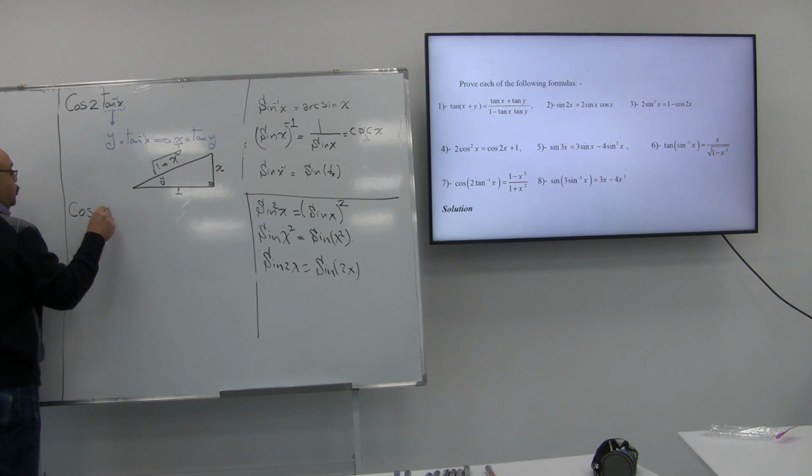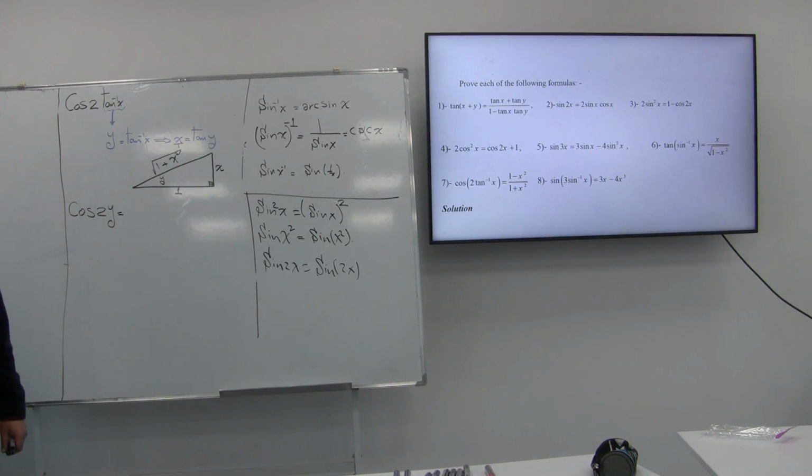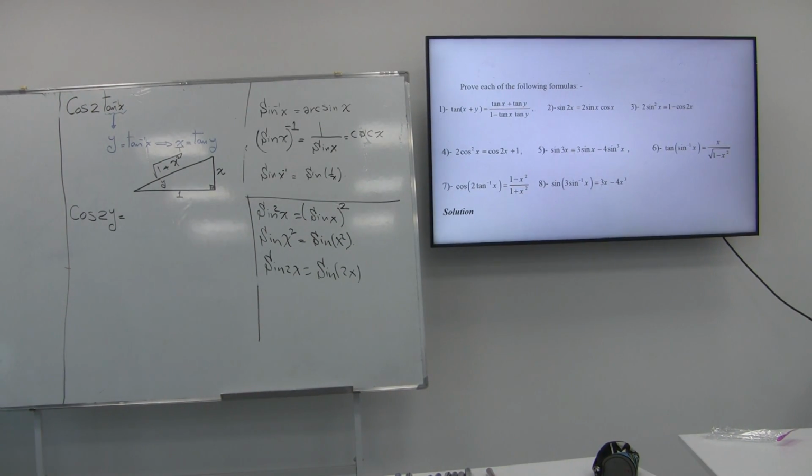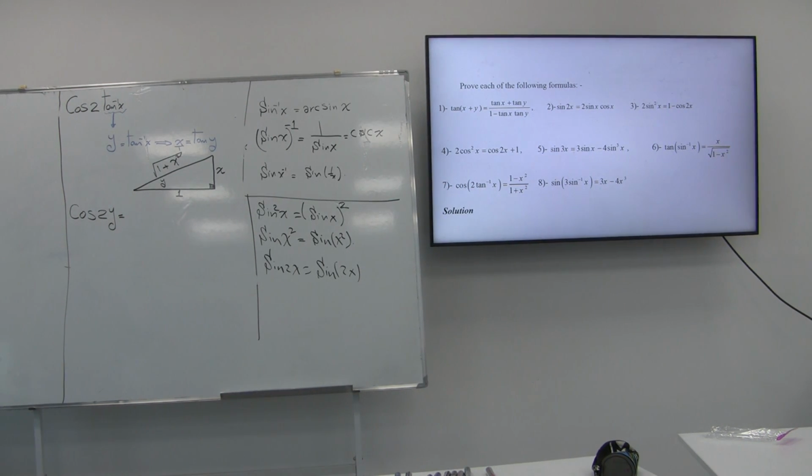That's cosine 2y. This triangle is very good in solving whatever is related to angle y, but the relation is in terms of cosine 2y. Wait. I have identities, Mr. Muhab, which break cosine 2y in terms of cosine y or sine y.